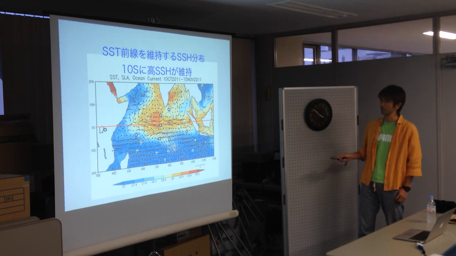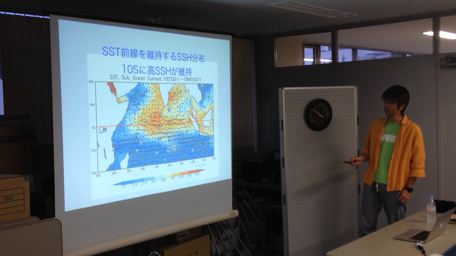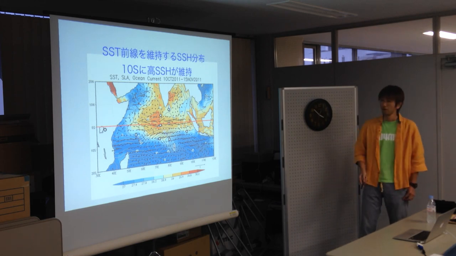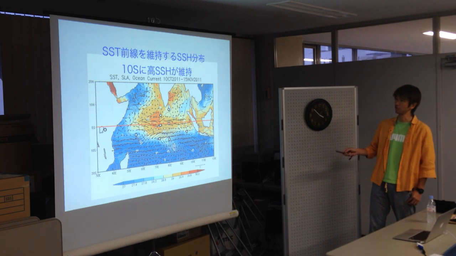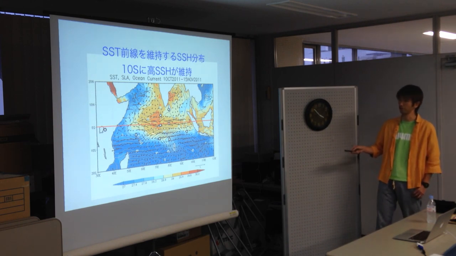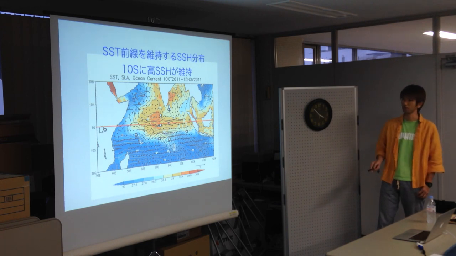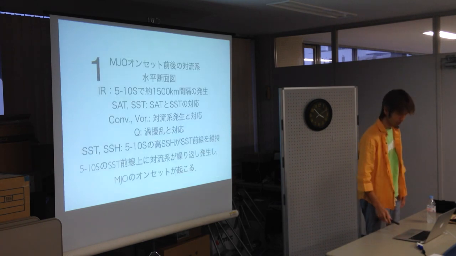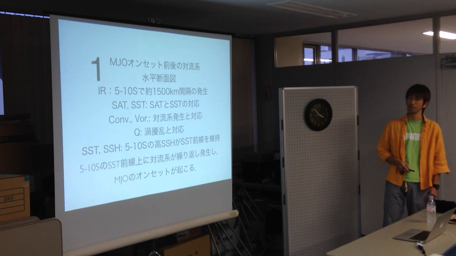So we have higher sea level anomalies here because it's due to ocean waves coming from this way. So between the low sea level and the higher sea level, warm ocean current and cold ocean current advection occurred just around 5 degrees south because of the sea level height distributions. So this is the guideline of the MJO, what I focus on here.